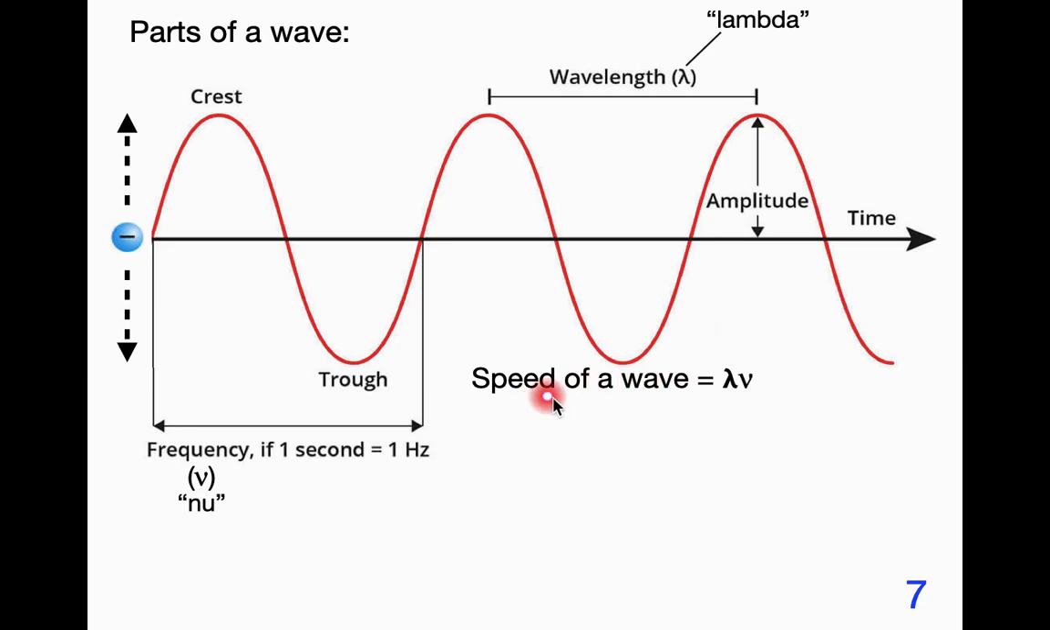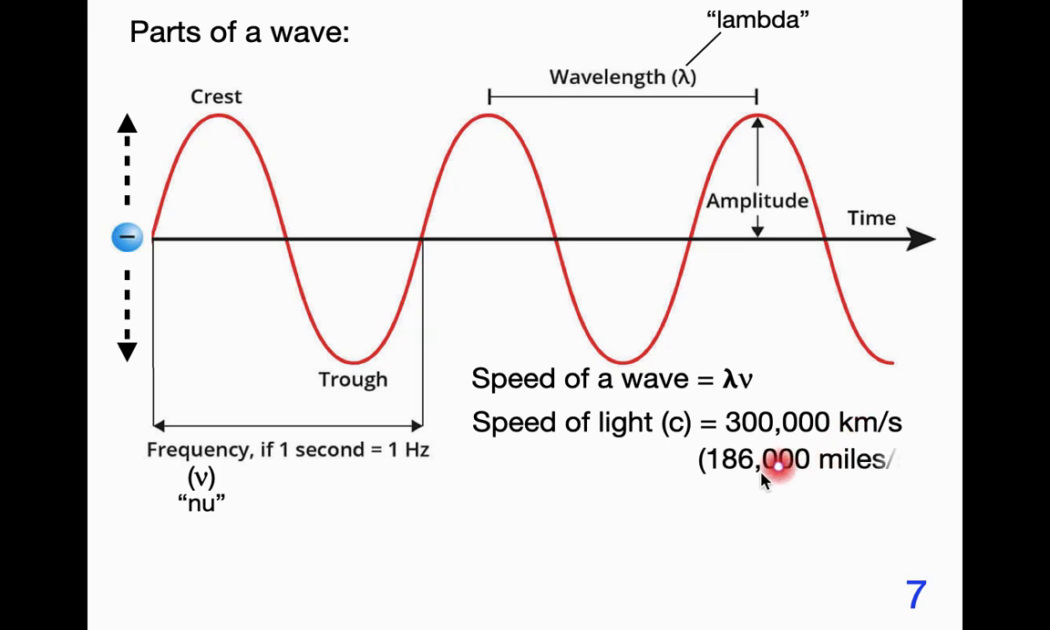Now, the speed of any wave is the wavelength times the frequency. For light, the speed of light is 300,000 kilometers per second. It's ever so slightly less than that, but rounding 300,000 kilometers per second, which is about 186,000 miles per second. That's an incredibly fast speed. It's over 7 times around the Earth in a second.